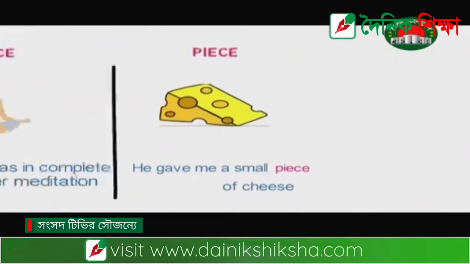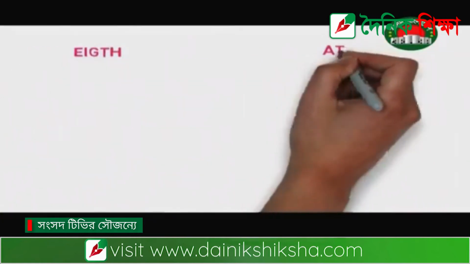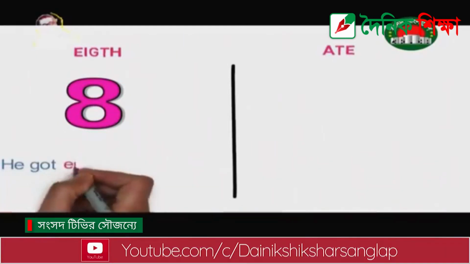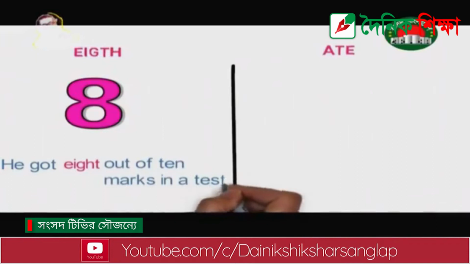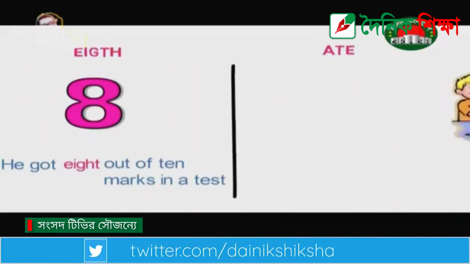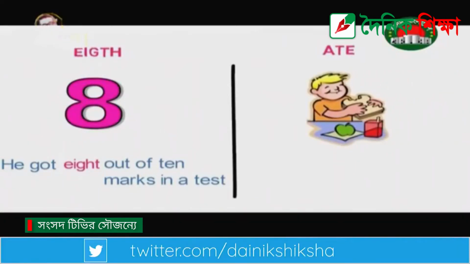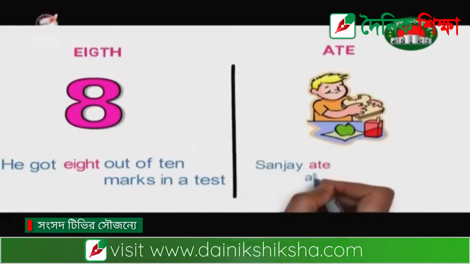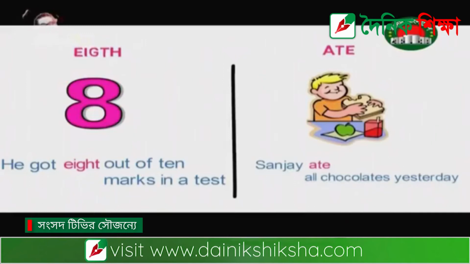One more example of homophones is eight and ate. Eight refers to a number. A sentence example is, he got eight out of ten marks in a test. The meaning of the second word is totally different. Ate is the past form of the word eat. Example is, Sanjay ate all the chocolates yesterday. So, these are also homophones.